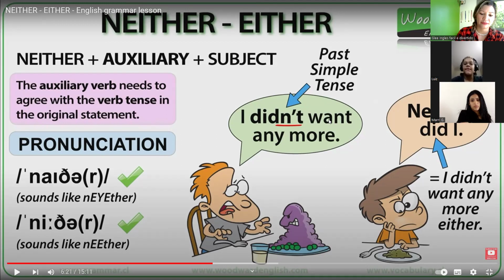Just go back here to past simple tense. Past simple tense. I didn't want anymore. Neither did I. I didn't want anymore either. Either.